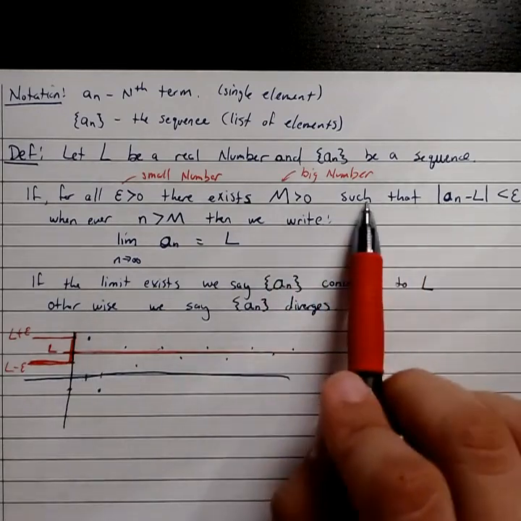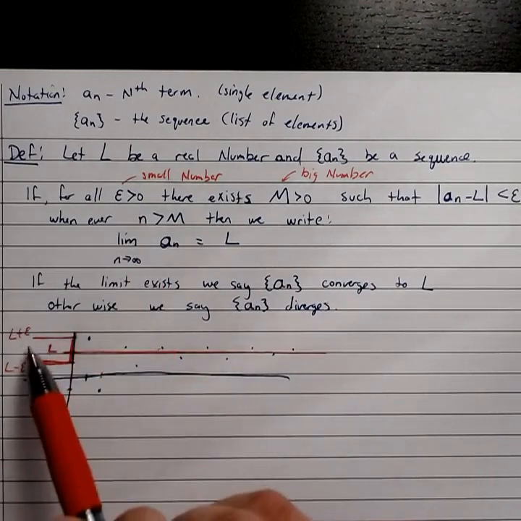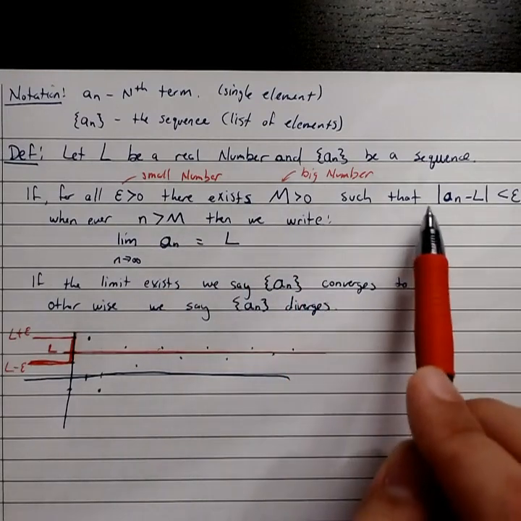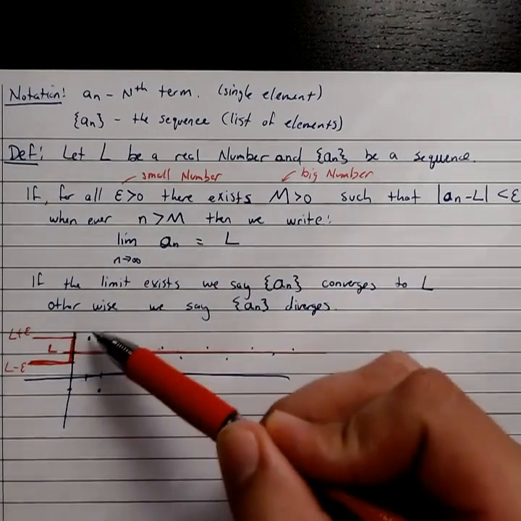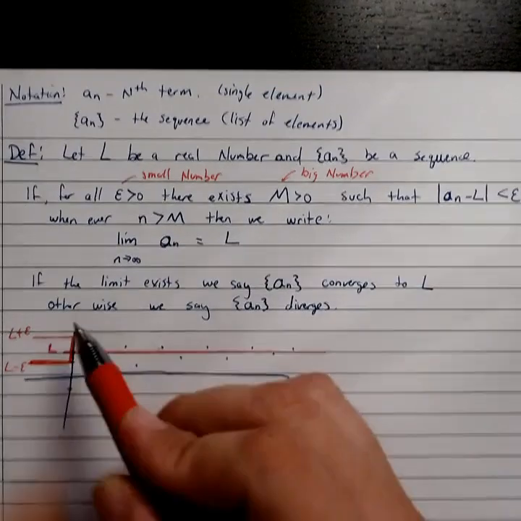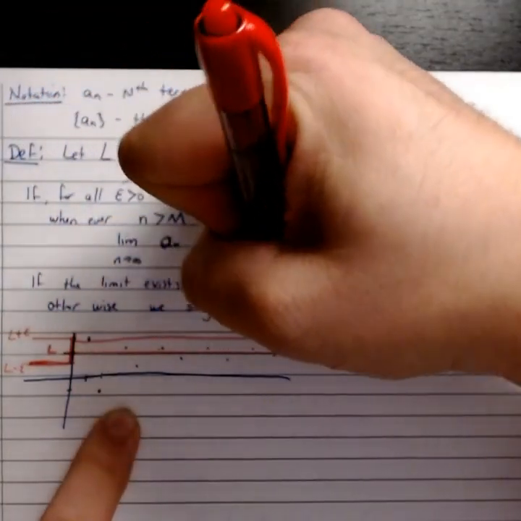So if for every epsilon, it doesn't matter what these numbers are, any one should work, there exists some number M such that the distance between here and here is less than epsilon. So I want my distance to be less than that distance there.